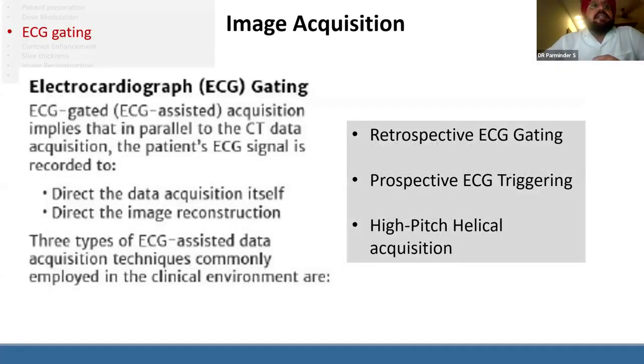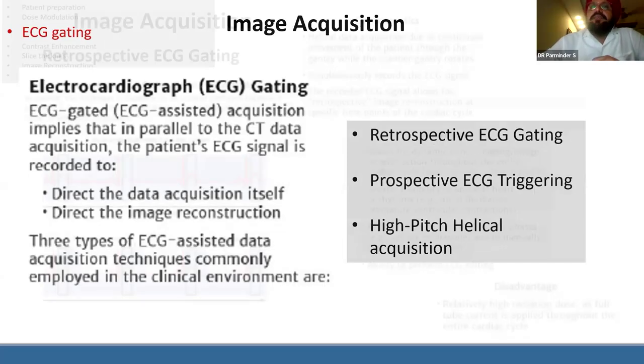The next important thing is ECG gating. ECG gating is required for the image acquisition of the aortic root. It's not required for the peripheral vasculature or the aorta. ECG gating can be retrospective, it can be prospective, or it can be a high-pitched helical acquisition.